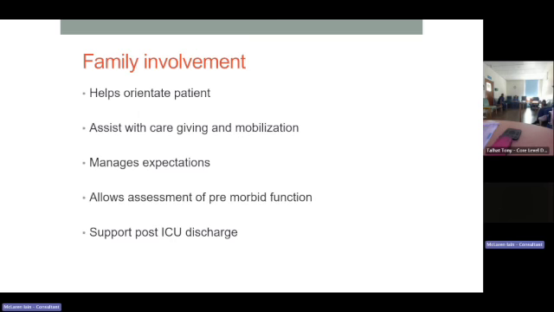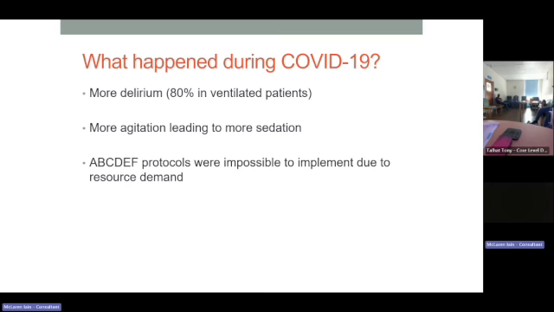Family involvement is really helpful. It helps orientate the patient. It's very instructive to the family about what's happening. Families can assist with caregiving and mobilization. Now, we have a very small unit, and one of the problems with that is there's not a lot of space for mobilizing people. It also helps manage family expectations about recovery. And involvement of the family gives you a picture of what the patient was like beforehand. And it puts in place the best possible support for when they're finally discharged.